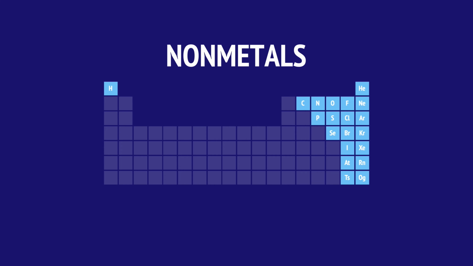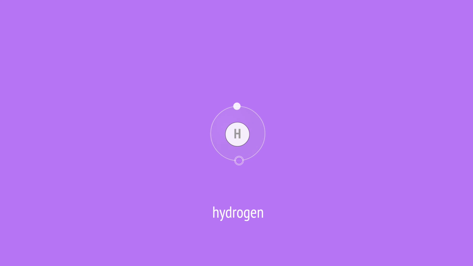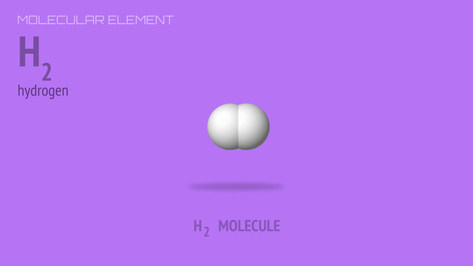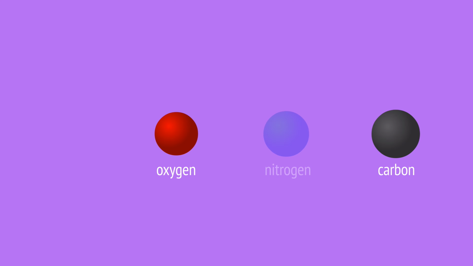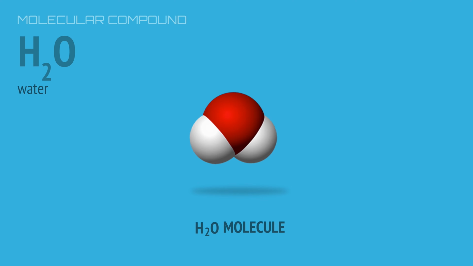Covalent bonding occurs between non-metal atoms. The number of bonds each of these atoms can form depends on the number of empty locations in their outer electron shell. Hydrogen has just one empty location, so it forms one covalent bond, as in this molecule of hydrogen. Oxygen has two empty locations, so it forms two covalent bonds, as in this molecule of water.